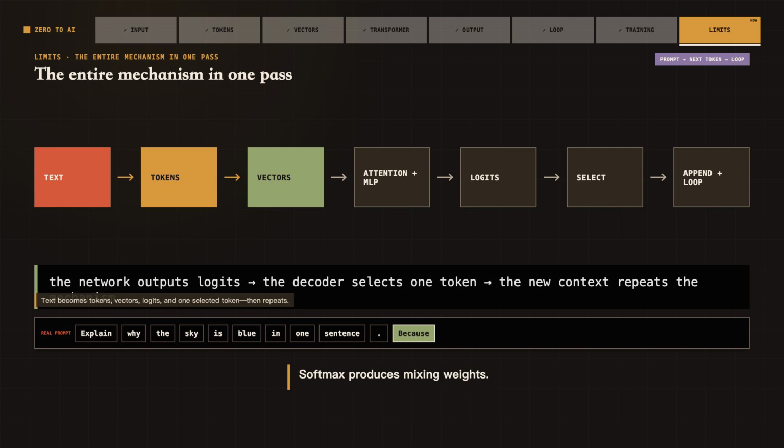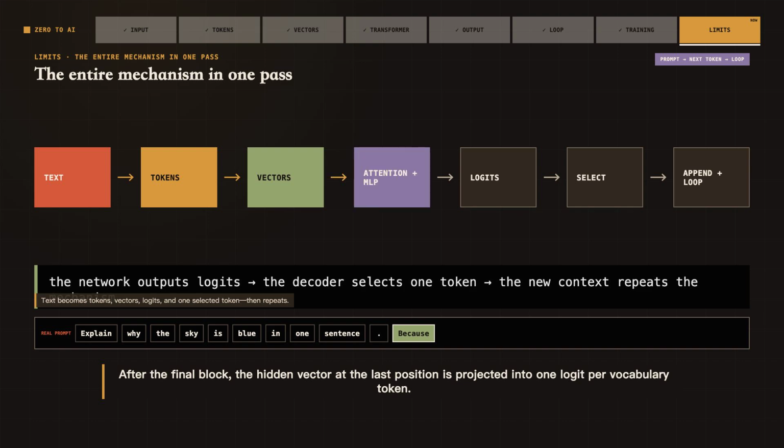Softmax produces mixing weights. Those weights combine value vectors. Multiple heads are joined and added to the residual stream. An MLP transforms every position and adds another update. After the final block, the hidden vector at the last position is projected into one logit per vocabulary token. Softmax and decoding rules turn those logits into a selected next token. The tokenizer decodes it into text. The token is appended, and the loop repeats, using a KV cache to reuse earlier keys and values.